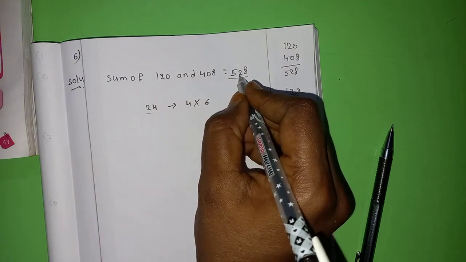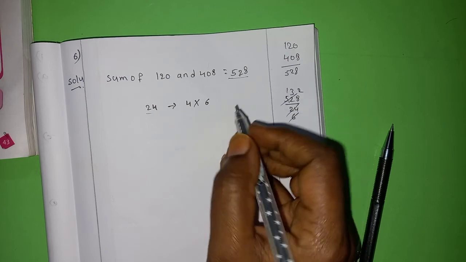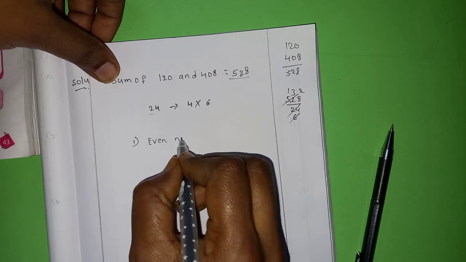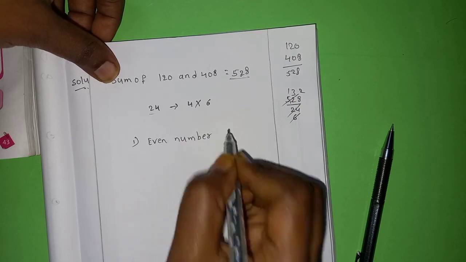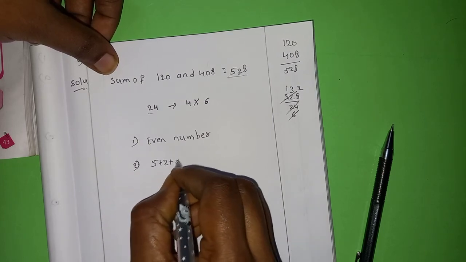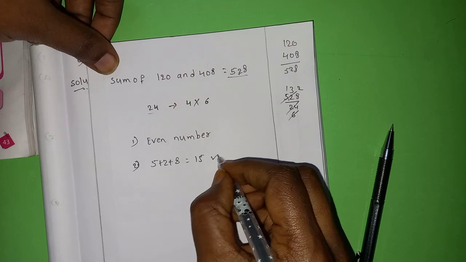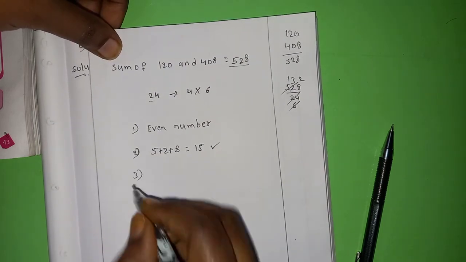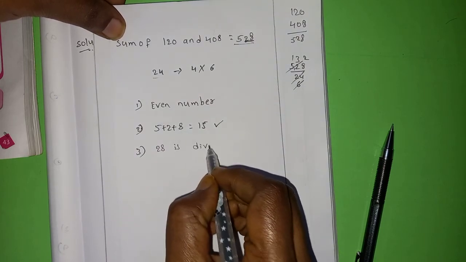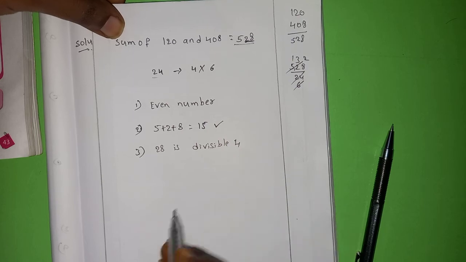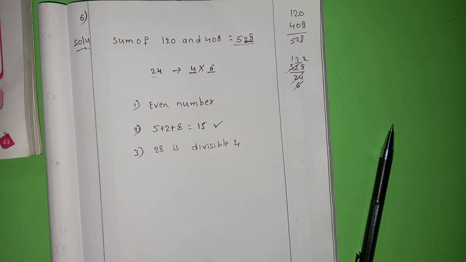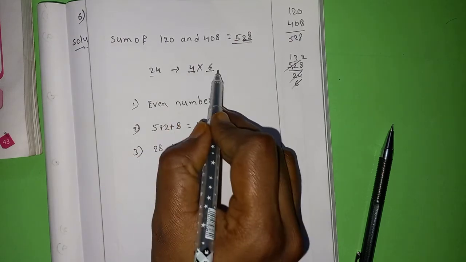Just look at this number. It is an even number, right? First one, even number, because of the divisibility rule of 2. Next, 5 plus 2 plus 8. Answer is 15. So divisible by 3. Third one, the last 2 digits, 28, is divisible by 4. So it satisfied all the rules of 4 and 6.